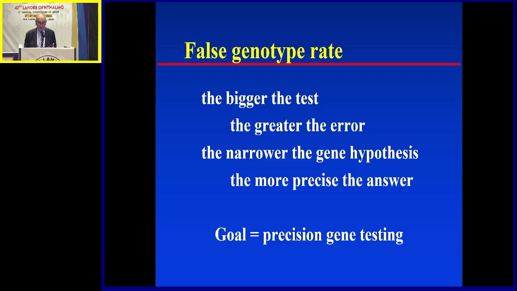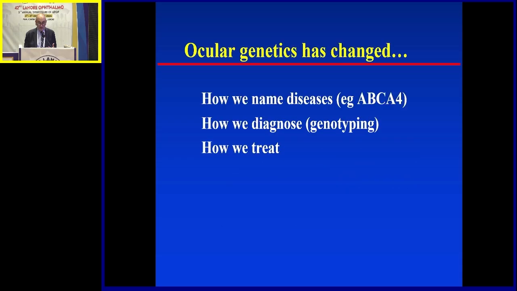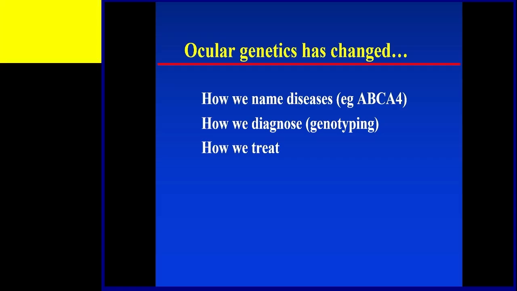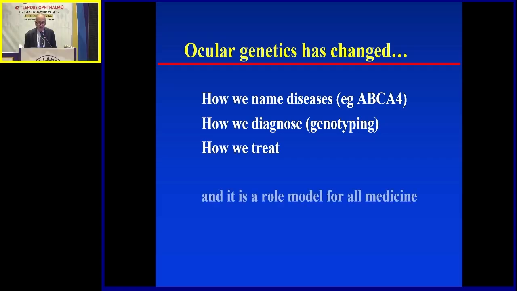So the goal has become precision genetic testing and accurate genotyping, because that's going to lead to this kind of treatment. So ocular genetics has changed the way we name diseases. Now that we know that ABCA4 can cause all these things, we're going to change it to ABCA4-opathies, not Stargardt and RP and all these things. How we diagnose. Genotyping is a new way, gene testing, of making a diagnosis, and ultimately how we treat.